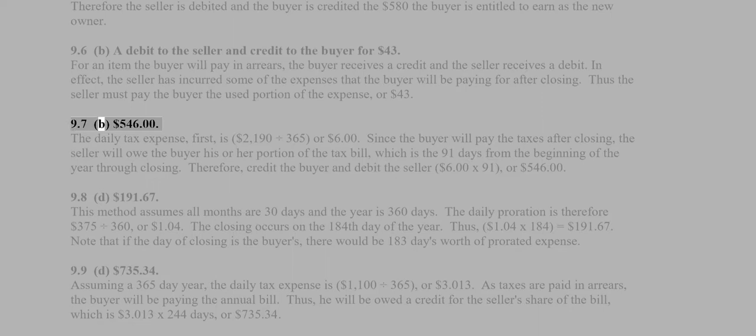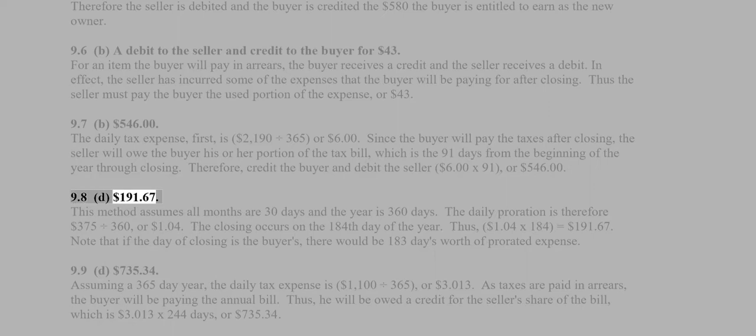9.7. B. $546. The daily tax expense, first, is $2,190 divided by 365, or $6. Since the buyer will pay the taxes after closing, the seller will owe the buyer his or her portion of the tax bill, which is the 91 days from the beginning of the year through closing. Therefore, credit the buyer and debit the seller, $6 x 91, or $546.